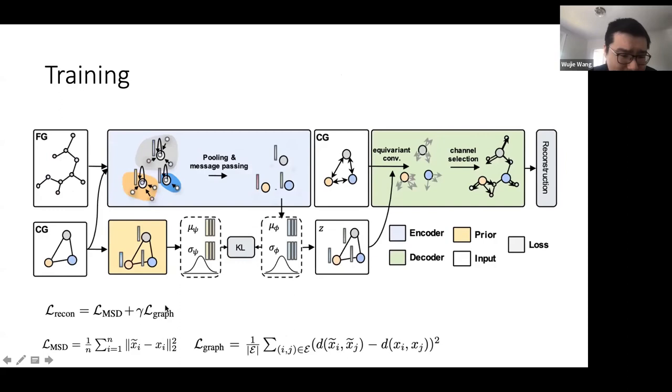Okay, so just for the training, I think everyone's familiar. Just want to point out that the loss function for the reconstruction includes the mean square deviation loss, which is a straightforward loss. And also we incorporate some graphical loss to make sure that the model is supervised to preserve the chemical bond structure.